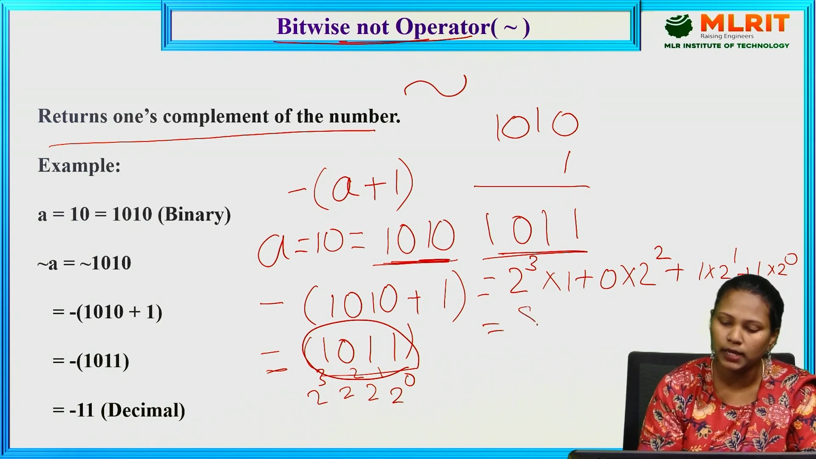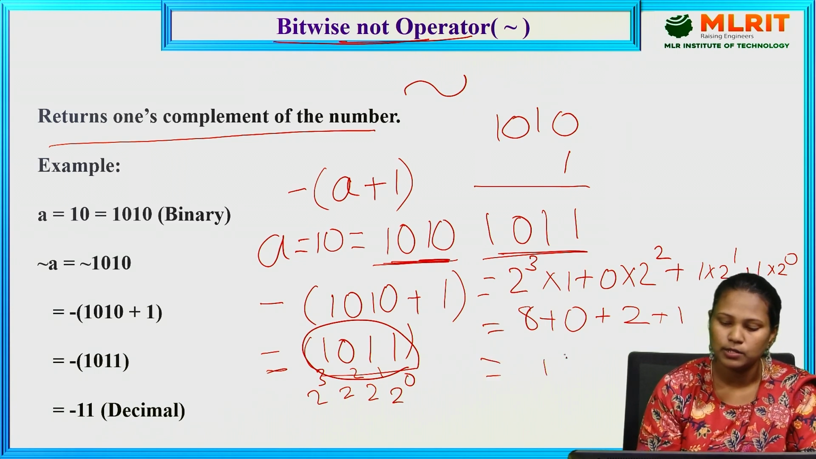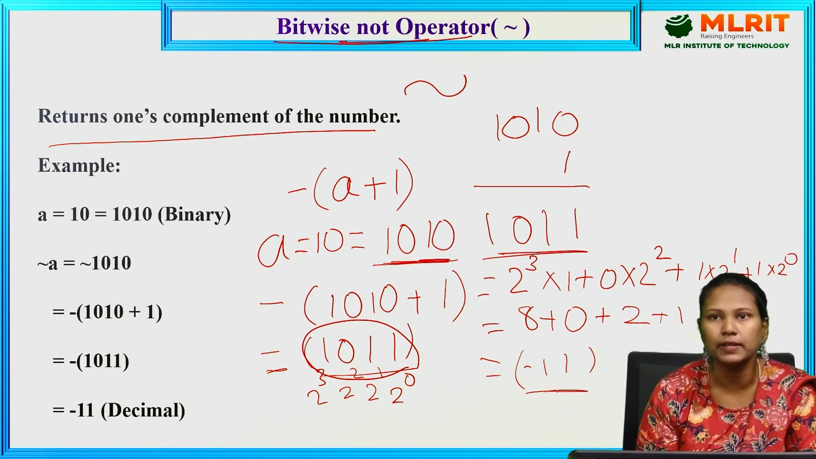8 into 1, 8. 0 into something, 0 only. 1 into 2 power 1, 2. Next, 1 into 2 power 0. 2 power 0 means 1. 1 into 1 means 1. So, 8 plus 2, 10, 10 plus 1, 11. So, the bitwise NOT operator for 10 is minus 11.